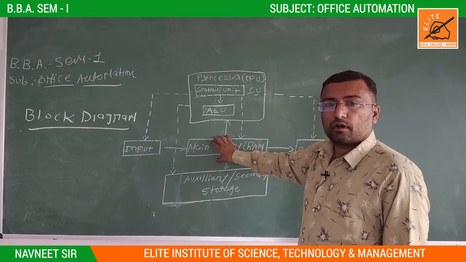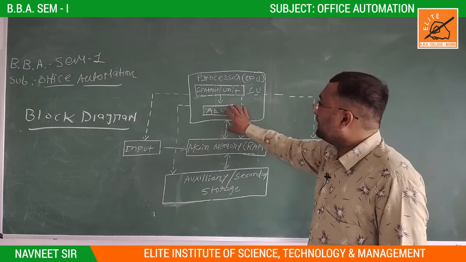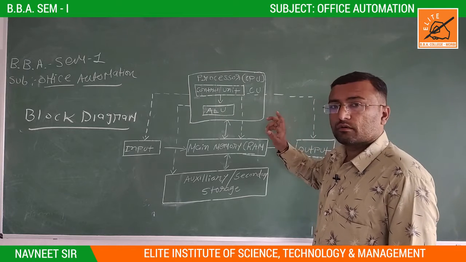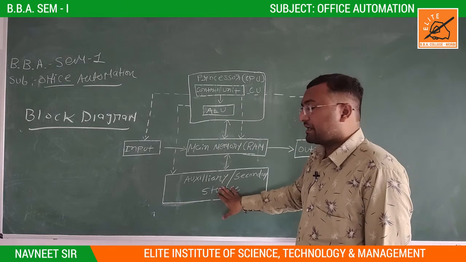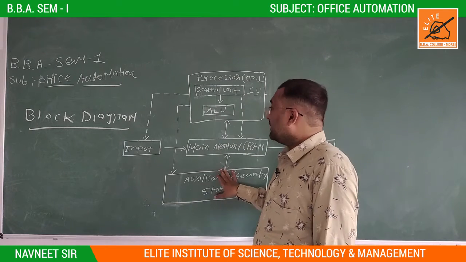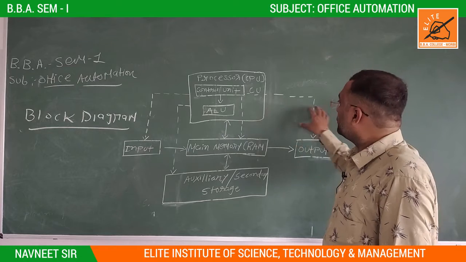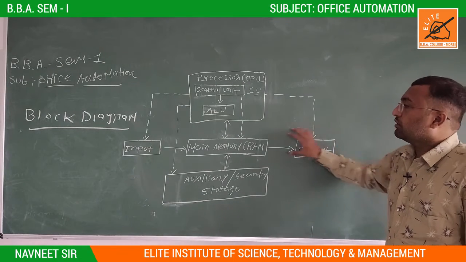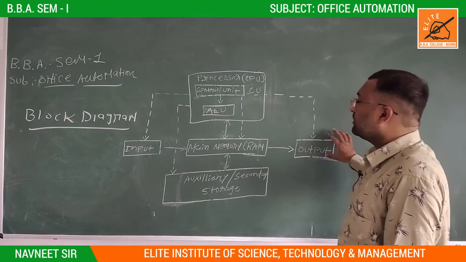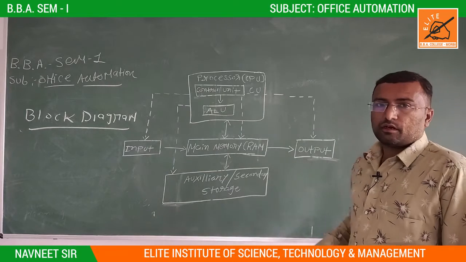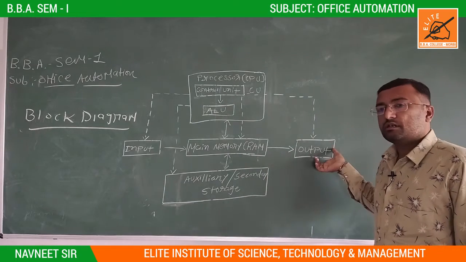Whatever data is given by the input device is manipulated in the ALU. Then whatever operations are performed are stored in secondary memory. Then the control unit gives an instruction or signal to the output device to display the result. Whatever calculation we have performed will be displayed on the output device. The output device can be a display, a printer, or anything else that can display the result.